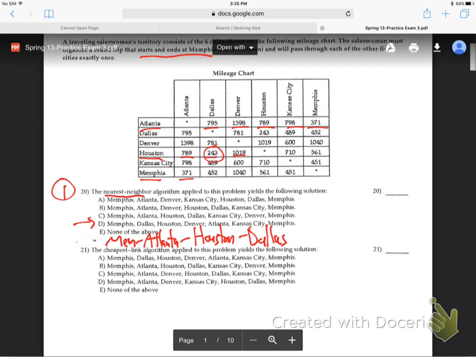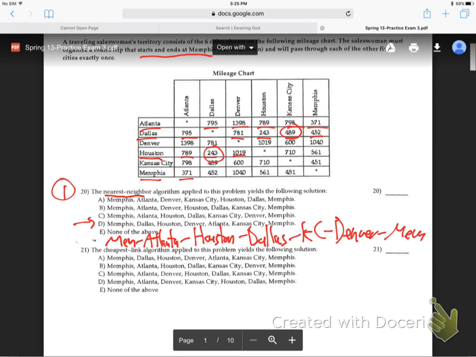How many cities do we have? 1, 2, 3, 4, there's 6. Okay, 2 more. So from Dallas now, who's the closest? Well, Houston, but we can't go backwards. Followed by Memphis. We can't go back to Memphis. Kansas City would be next, right? Kansas City. And now, once I get to Kansas City, I've got 1, 2, 3, 4, 5. I got all but one city, right? When you only have one city left, don't bother with the chart. Just go to that city and go home. That's what, Denver? Yeah, last city is Denver. And then back home to Memphis.